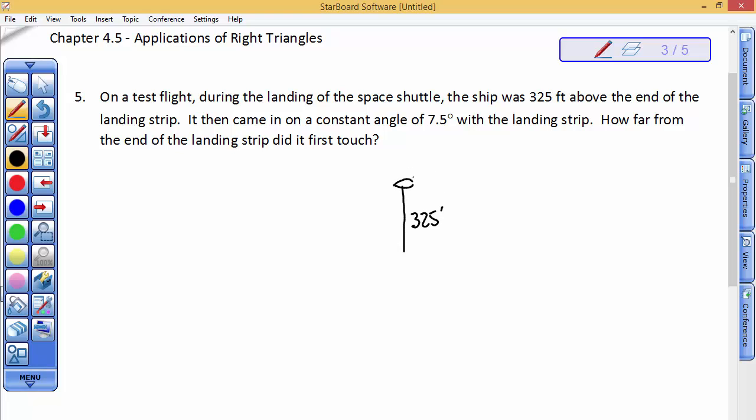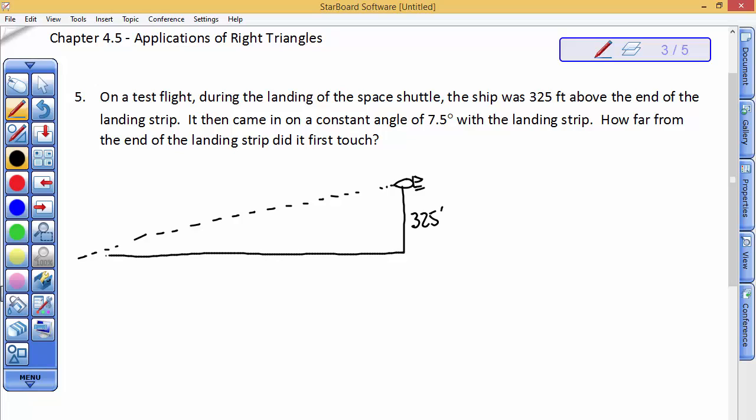My ship's going to look a little bit different this time. I'm going to show flames coming out of it. It's a space shuttle. It came in at a constant angle of 7.5 degrees with the landing strip. How far from the end of the landing strip did it first touch down? So it's coming in like this, kind of like a plane. When it's the shuttle, it's got to come in softly.